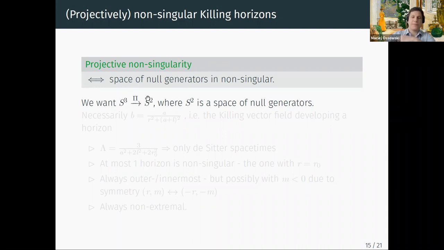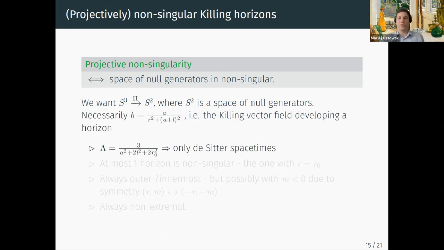so if we want the base space S2 to be the space of null generators, then it's not always the case. It is the case when we use the Killing vector that generates the horizon. So here it should be R0, where the zero corresponds to the radius of the horizon. So for this choice of the Killing vector field, we arrive at this condition for lambda, and the most important thing it tells us is that only de Sitter spacetimes can have projectively non-singular horizons.